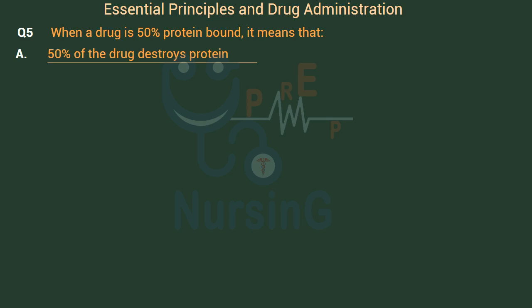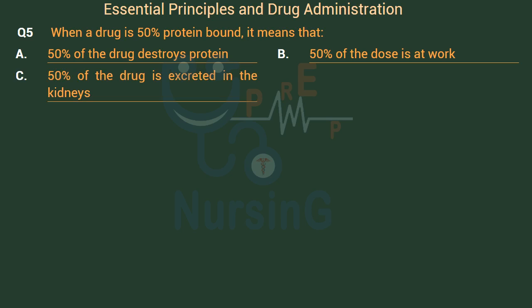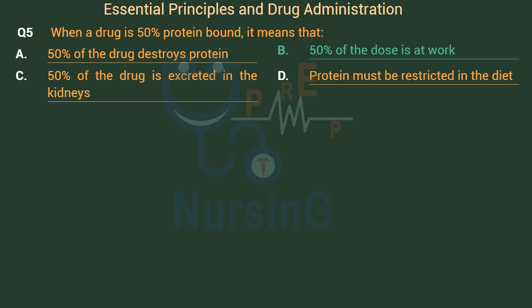When a drug is 50% protein bound, it means that: Option A. 50% of the drug destroys protein. Option B. 50% of the dose is at work. Option C. 50% of the drug is excreted in the kidneys. Option D. Protein must be restricted in the diet. Right answer is Option B.